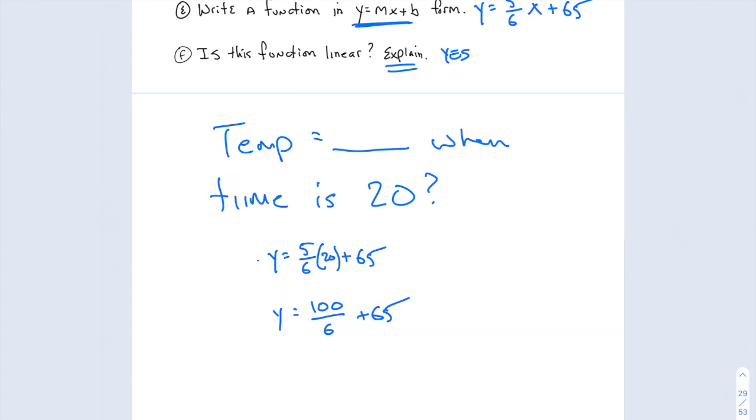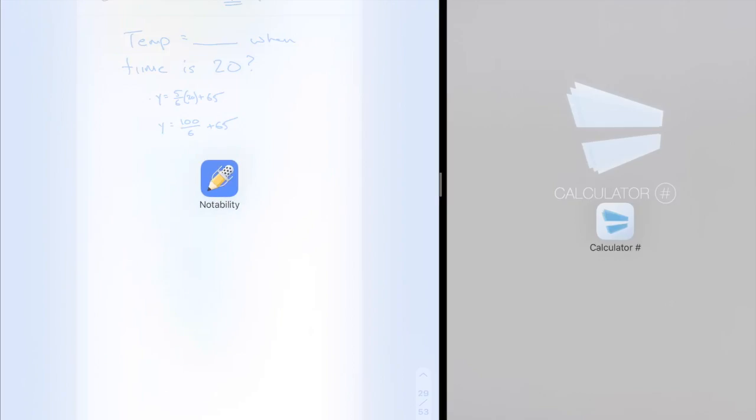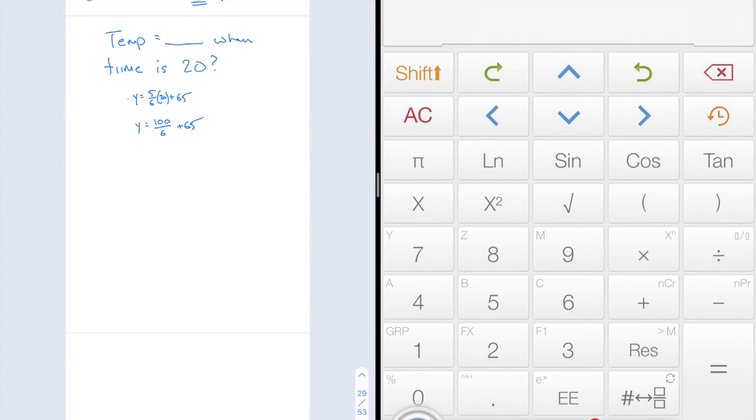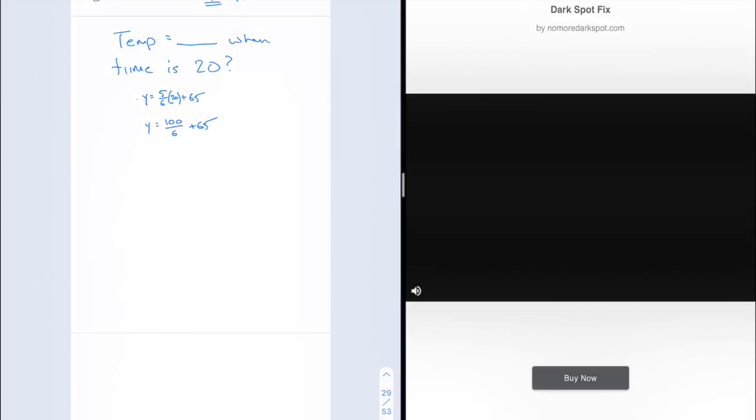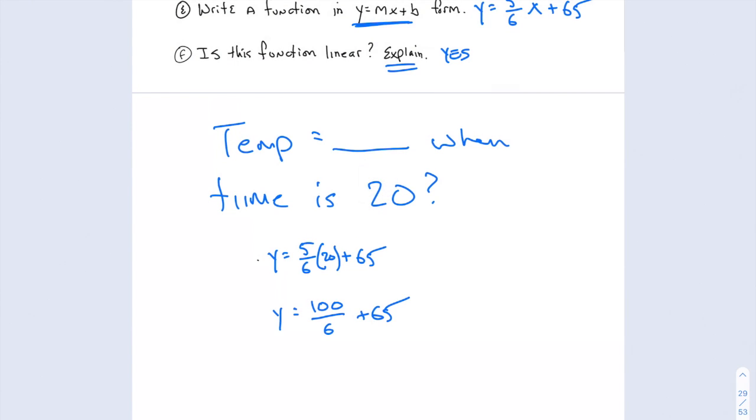I can't immediately tell you what 100 over 6 is. So I'm going to go ahead and use a calculator, right? You might do the same thing. So 100 divided by 6 is, well, there you go, 16.6 repeating. So 16.6 repeating plus 65, and that's going to be, let's see, 75, 81, 81.6 repeating is going to be our predicted temperature, right? So 81.6 degrees Fahrenheit. Makes sense as a prediction.